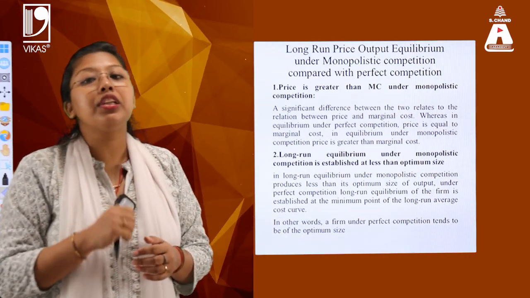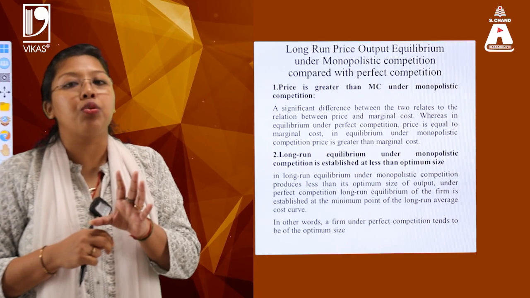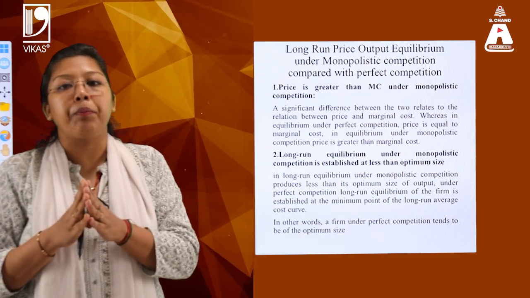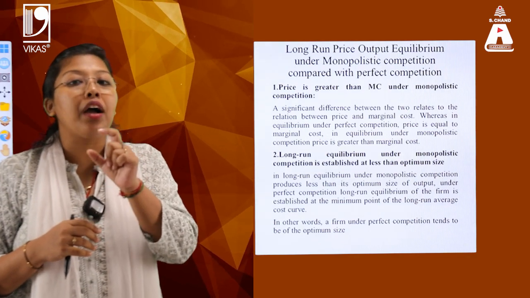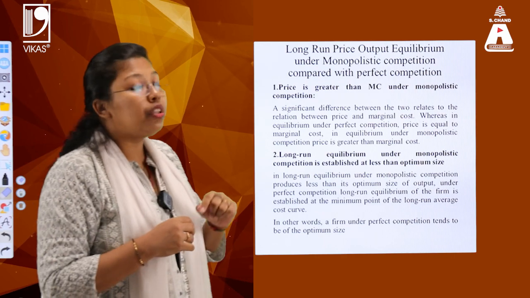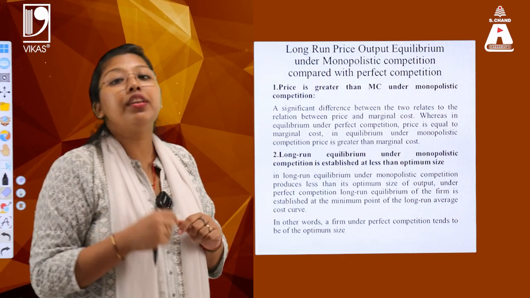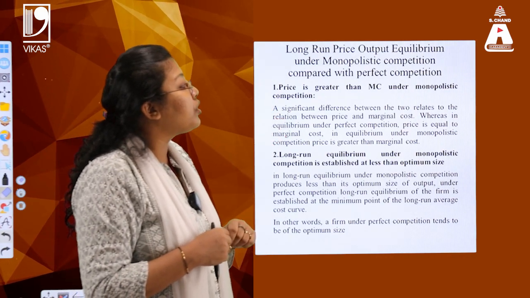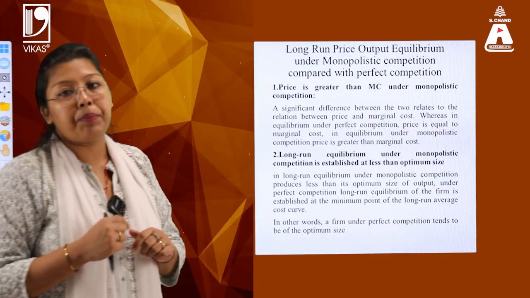And in monopolistic competition, which is a moderate zone that takes into consideration both monopoly and perfect competition, we need to have again the establishment of equilibrium. But are these two different? How are these different? Let's just understand. Price is greater than marginal cost under monopolistic competition.